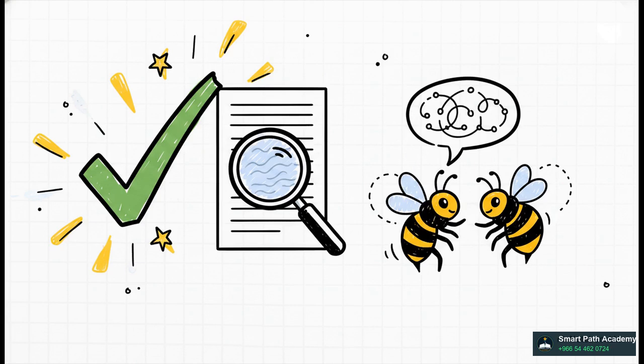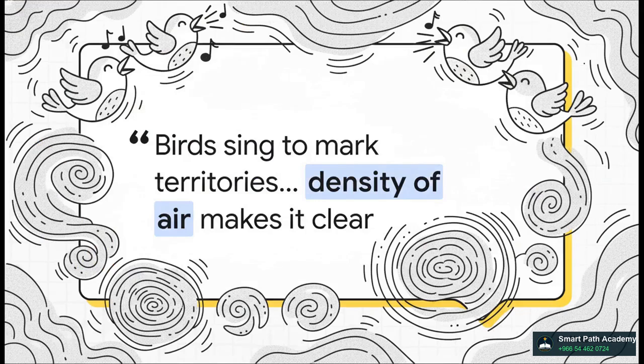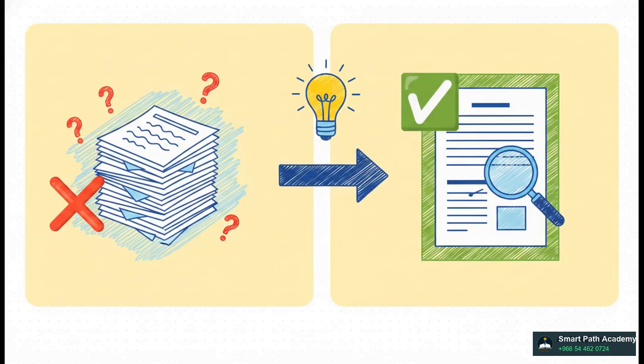Simple as that. Let's see how this builds with another example. And this time we're taking inspiration directly from the April 2016 Paper 1. It's all about the dawn chorus. The text talks about birds singing to mark territories and how the density of the early morning air makes their sounds carry really clearly. Now, the mark scheme for this paper reveals something absolutely crucial.